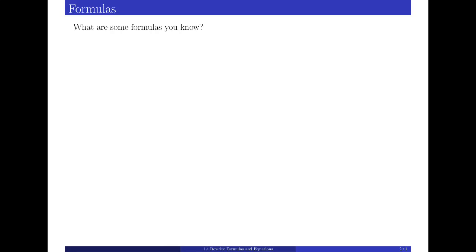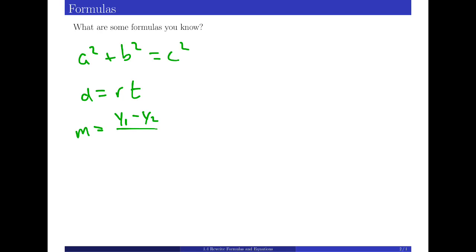So there are lots of different formulas that you might know or be able to tell me if you were here. I mean, you know the Pythagorean theorem, right? A squared plus b squared equals c squared. Or you maybe know distance equals rate times time. Or the slope formula. Slope is y1 minus y2 over x1 minus x2. Lots of different formulas that you might know.